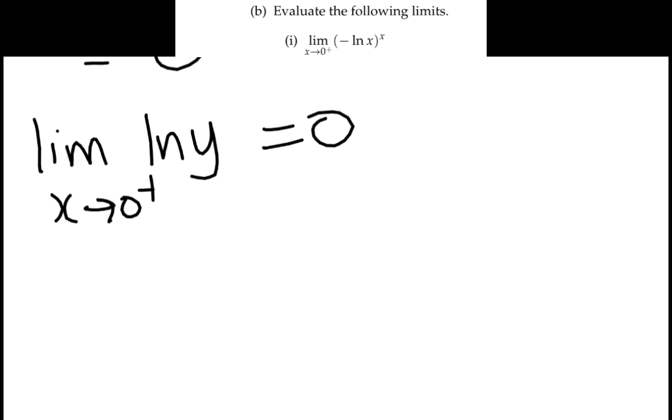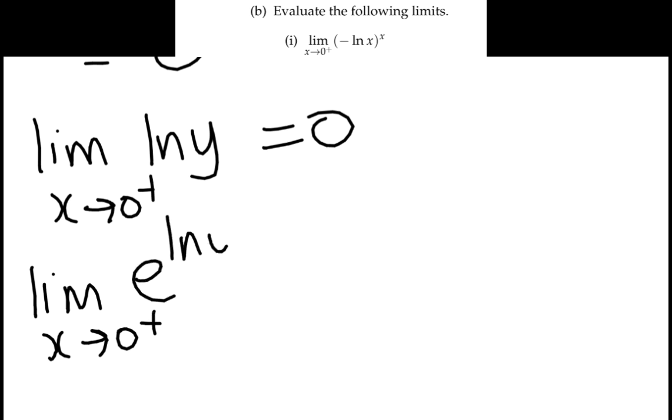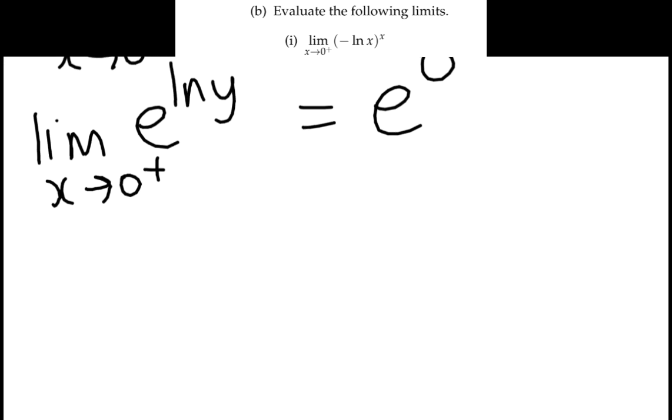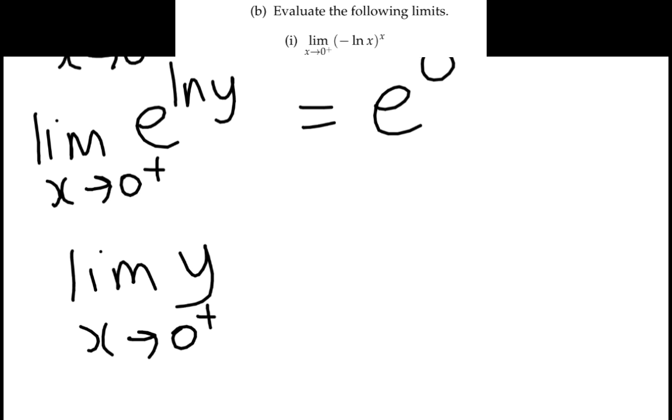So what we can do is try to get rid of that natural log. And the way to do that is to introduce the exponential function e. Let's introduce it on the left hand side as well as the right hand side. So e to the power ln y, and we do the same thing on the right hand side, e to the power of 0. Now e cancels out the natural log, so what we have is the limit of y as x approaches 0 plus. That's going to be equal to e to the power of 0, which is 1.